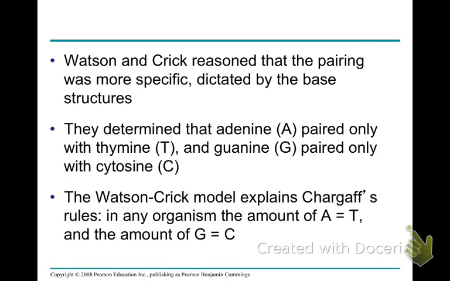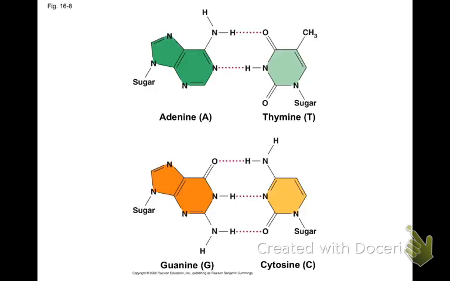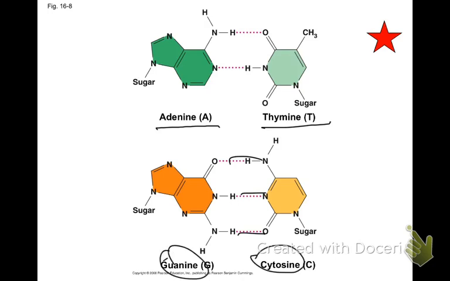So Watson and Crick reasoned that the pairing was very specific and dictated by the base structures. They determined that adenine paired only with thymine and guanine paired only with cytosine. They also figured out that there are two hydrogen bonds between adenine and thymine and three hydrogen bonds between guanine and cytosine.